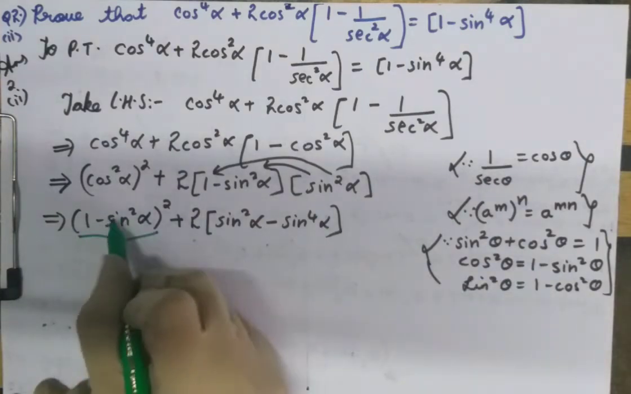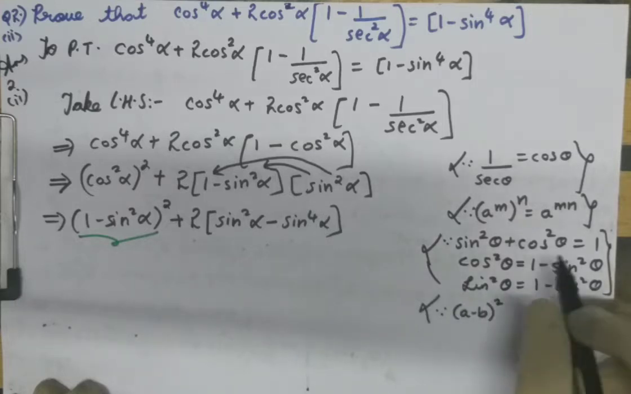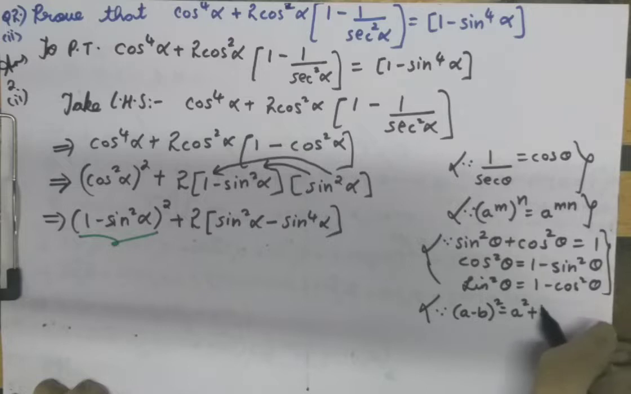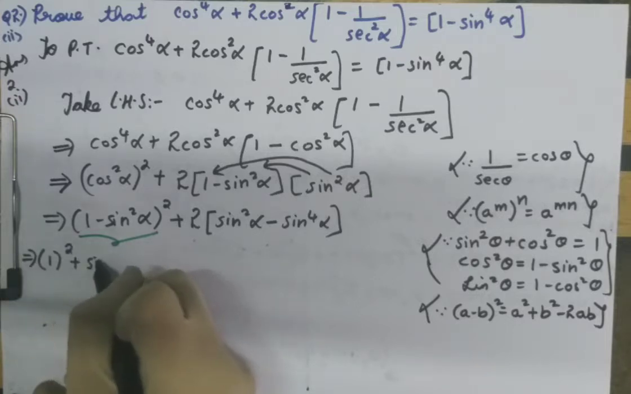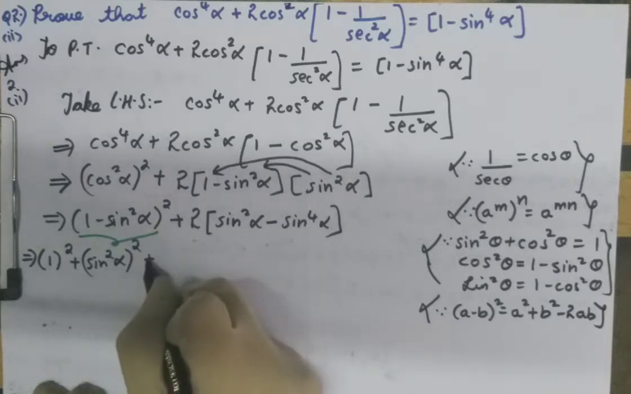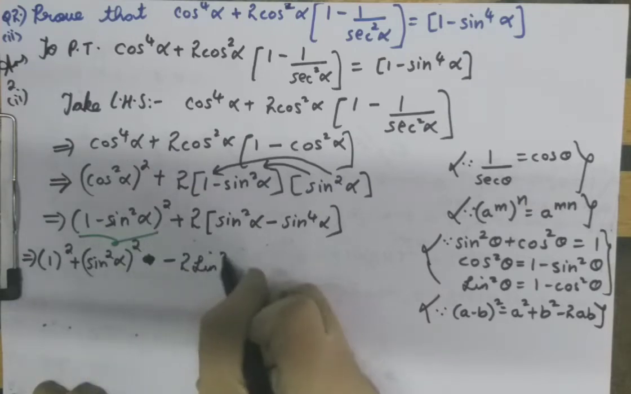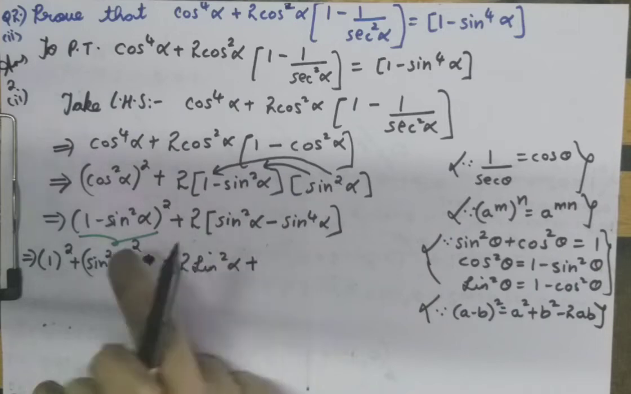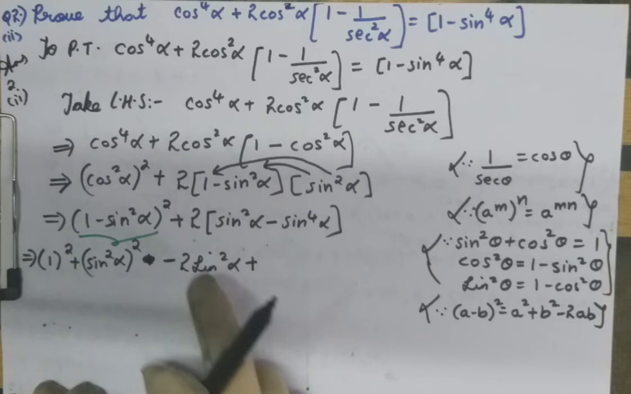A is 1 and b is sine square alpha. What is a minus b whole square? A minus b whole square is equal to a square plus b square minus 2ab. So a square, that is 1 square, plus b square, that is sine square alpha whole square, minus 2ab, right? Minus 2ab, a is 1 into sine square alpha is sine square alpha only. Why did I write sine square alpha? Because b is sine square alpha. So 2 into 1 into sine square alpha is minus 2 sine square alpha because it is minus 2ab.